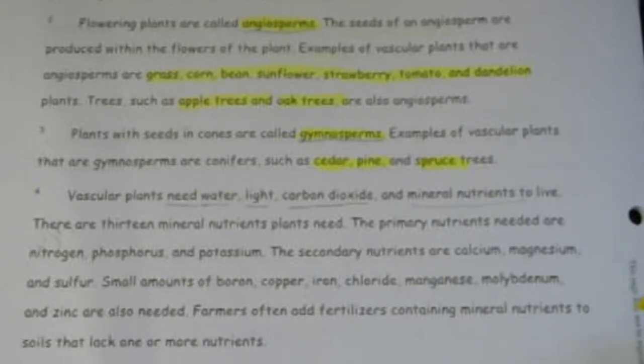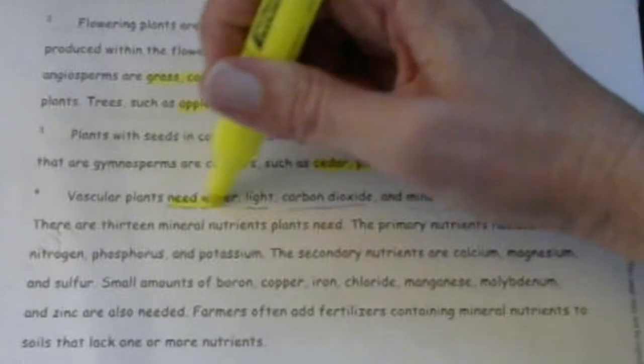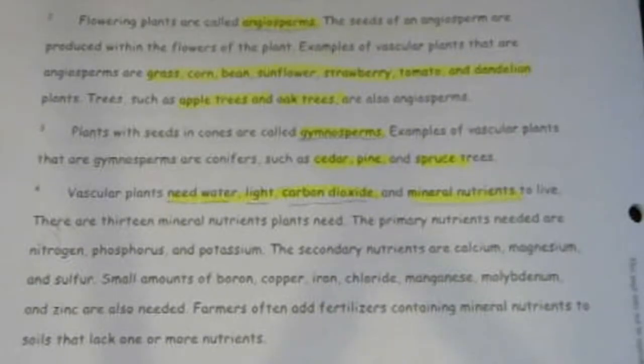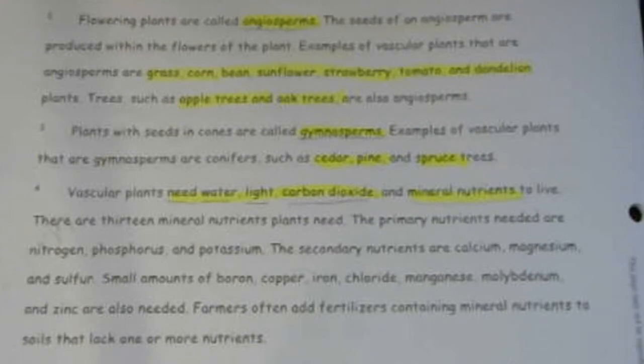Let's go ahead and highlight what vascular plants need in this paragraph. Vascular plants need water, light, carbon dioxide, and mineral nutrients. You may have noticed some of the nutrients you may have remembered from our chemistry unit on the periodic table.